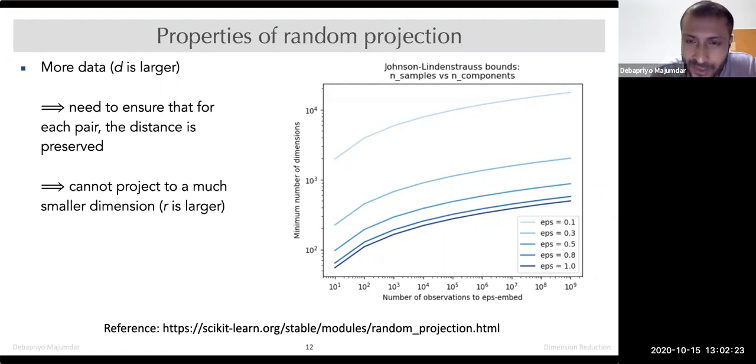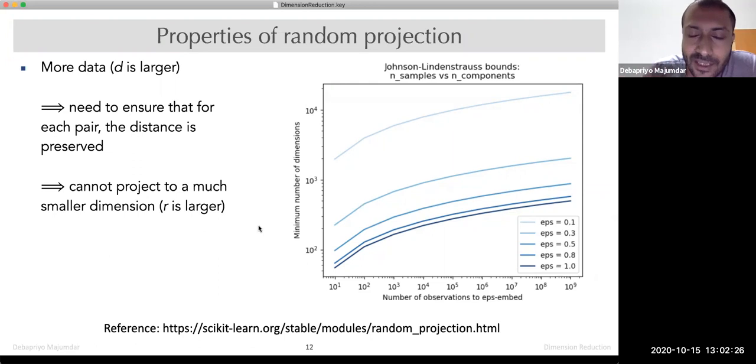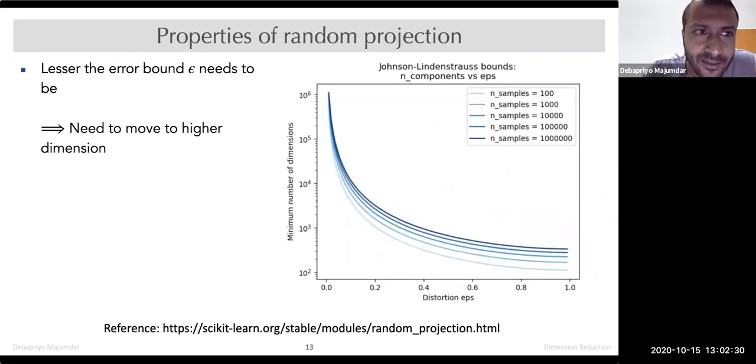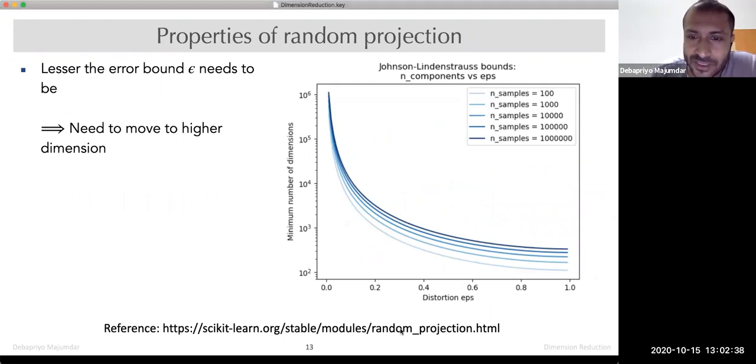So that's one part, because the original dimension n does not matter. The second thing, if you want epsilon to be very small, obviously you have to trade off your R, right? If your epsilon has to be close to 0, then you cannot really do much. But as soon as you allow epsilon to be around 10% or so, so 90% distance preserved, then you can actually do pretty well.